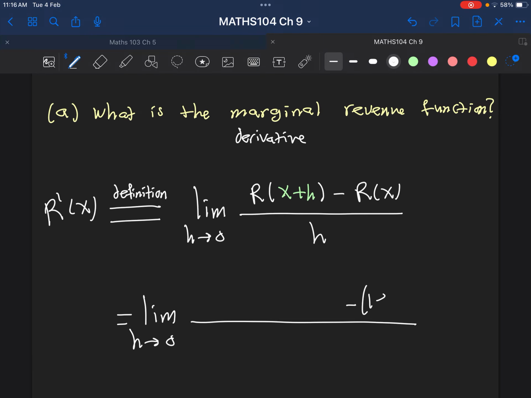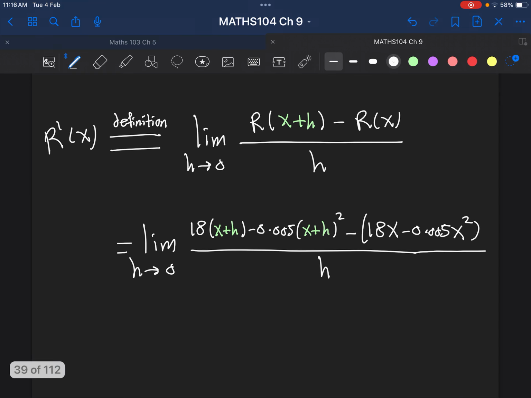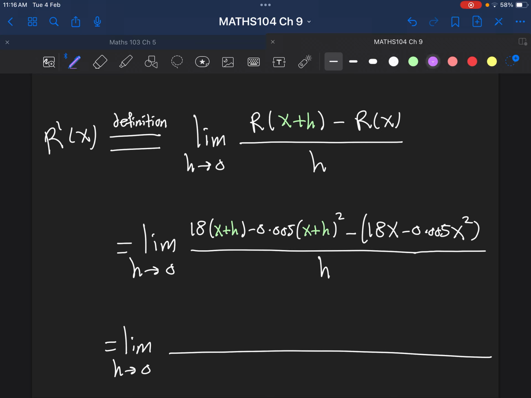The next step, as usual, we write just the function with x untouched. And here I need to write it again, but instead of every occurrence of x, I will write x plus h, divided by h. We need to deal with this. How do we deal with this? We go term by term and try to simplify them.